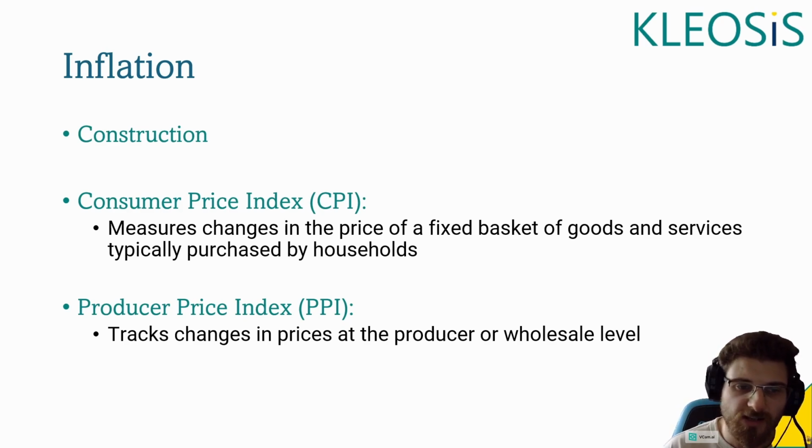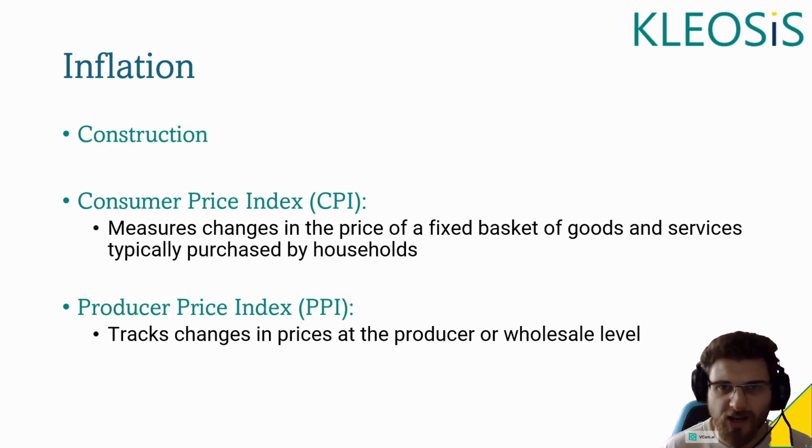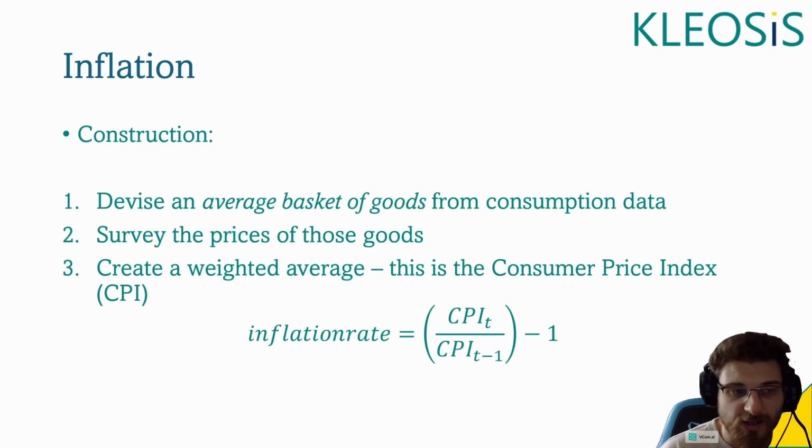What that is, it measures the changes in the prices of a fixed basket of goods, and those goods are going to be purchased by typical households. So it's very much consumer focused, and it's focused on the sort of items that we buy: coffee, bananas, biscuits, just things that we buy. To construct the Consumer Price Index, the Statistics Agency will devise an average basket of goods from what they already have in their consumption data.